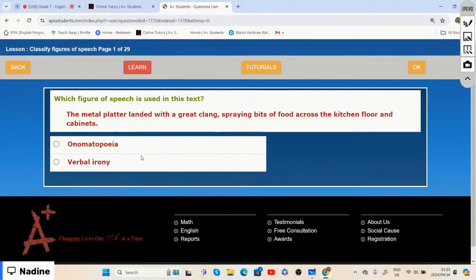All right. Which figure of speech is used within the text? It says the metal platter landed with a great clang, spraying bits of food across the kitchen floor and cabinets. Clang has to do with sound. Is it onomatopoeia or a verbal irony?